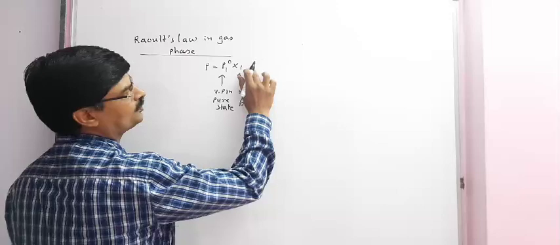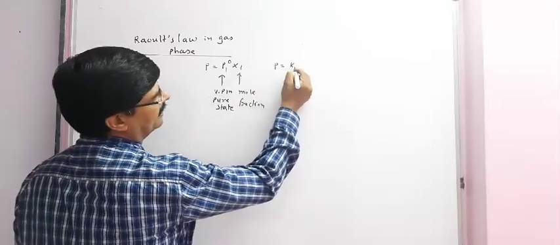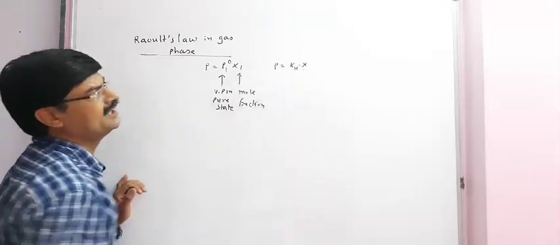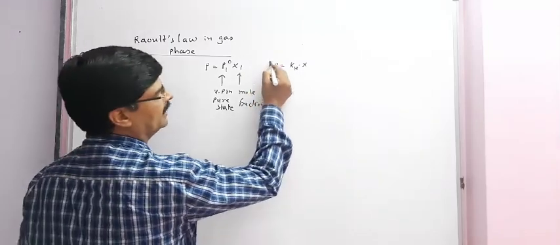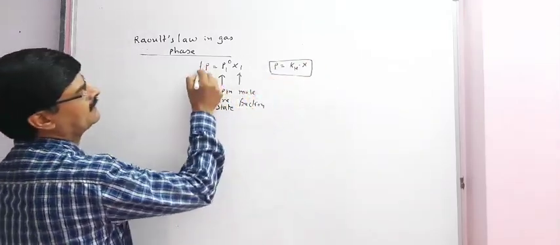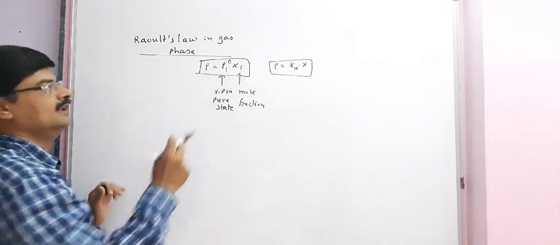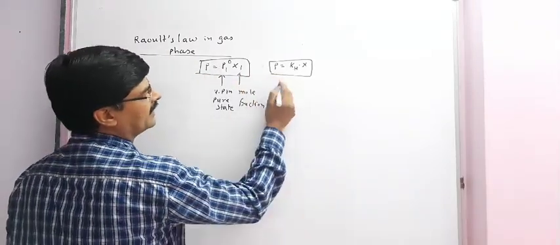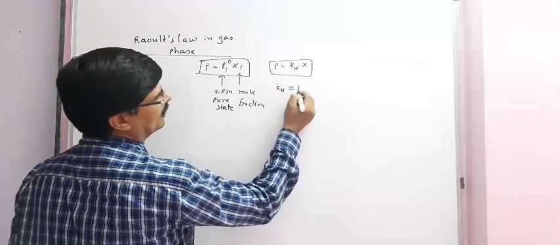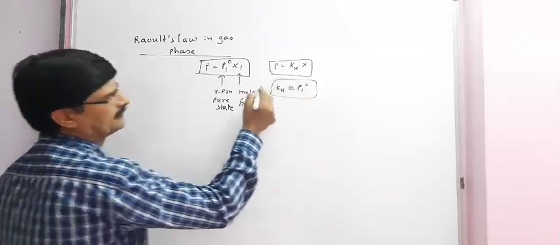If we compare this formula with Henry's law, we get P is equal to Kh into x. In Henry's law, we had P is equal to Kh into x, and for Raoult's law, we get P is equal to P1 naught x1. On comparing this, we can say here Kh is equal to P1 naught.